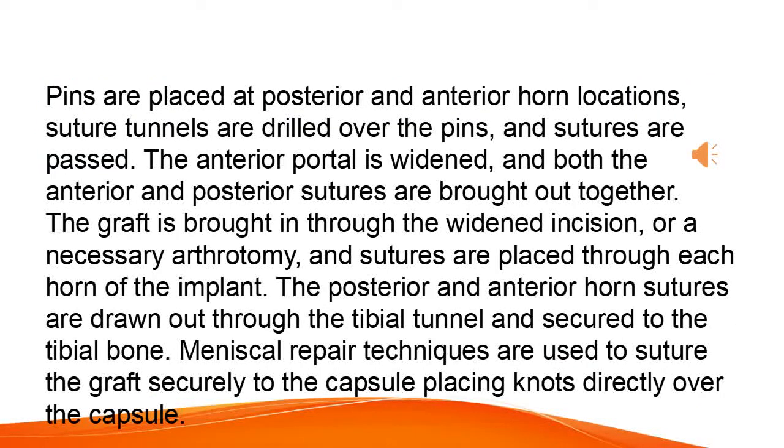Pins are placed at posterior and anterior horn locations, suture tunnels are drilled over the pins, and sutures are passed. The anterior portal is widened, and both the anterior and posterior sutures are brought out together. The graft is brought in through the widened incision, or a necessary arthrotomy, and sutures are placed through each horn of the implant. The posterior and anterior horn sutures are drawn out through the tibial tunnel and secured to the tibial bone. Meniscal repair techniques are used to suture the graft securely to the capsule, placing knots directly over the capsule.